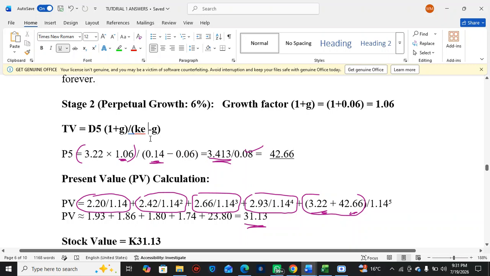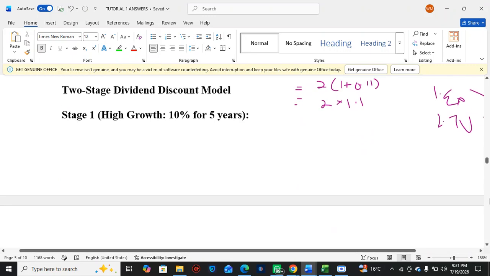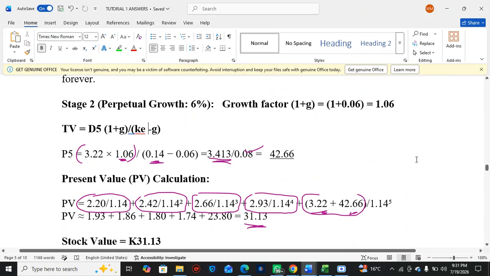You use it, madam, when the dividend rate changes. In the question, when the dividend rate changes, have you seen here at 10%, then it changes to 6%. So when you see that, oh, the rate of the dividends has changed, and one is going to be in perpetuity, then you apply the terminal value for the perpetual growth.